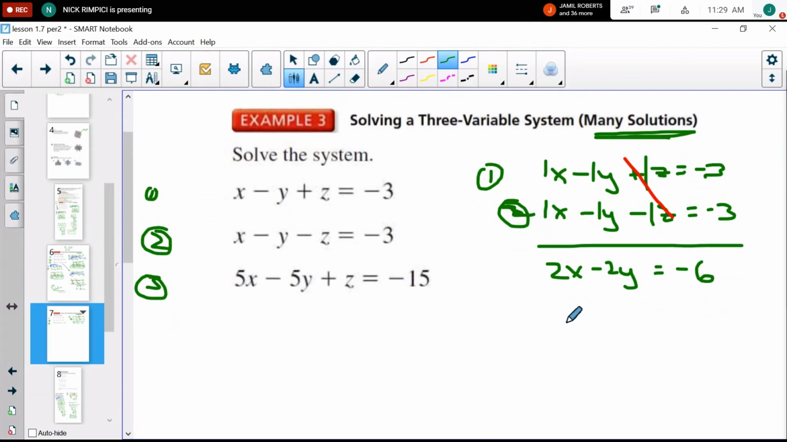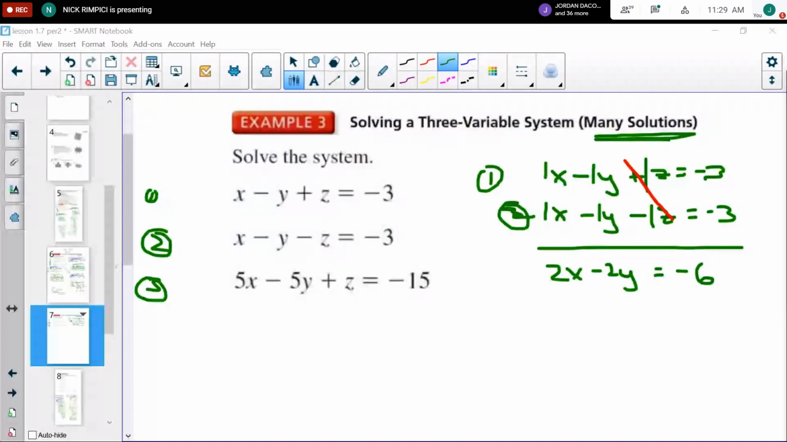So now I have to do this again, but I can't pick 1 and 2 again. Somebody else want to pick something different? Anything but 1 and 2, because you already have 1 and 2. So somebody select something. 2 and 3? Okay, 2 and 3.